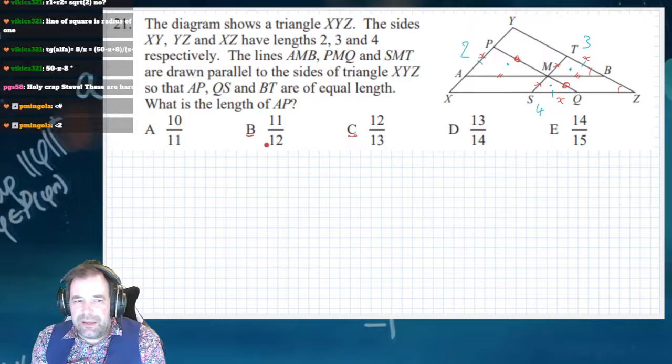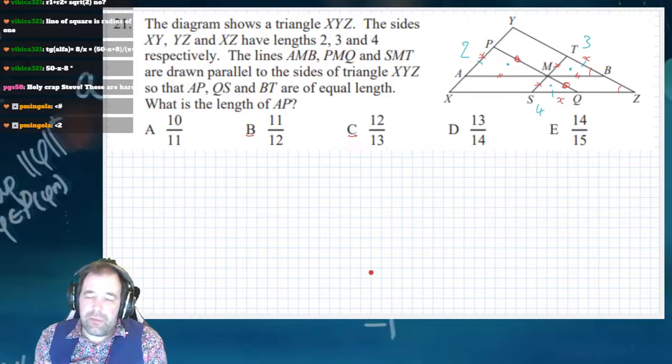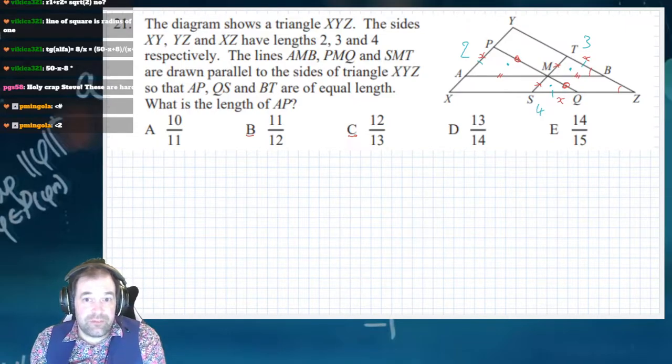So if I was doing this in a real test and I had to end now, I would guess B. But what I'm going to do is come back to it, assuming I still have time. I've got 35 minutes left to do five questions, so I might have time to come back to this. But it's something to do with similarity. I can't quite see where to start. But if someone wants to have a go at that while I'm doing the next question, be my guest.